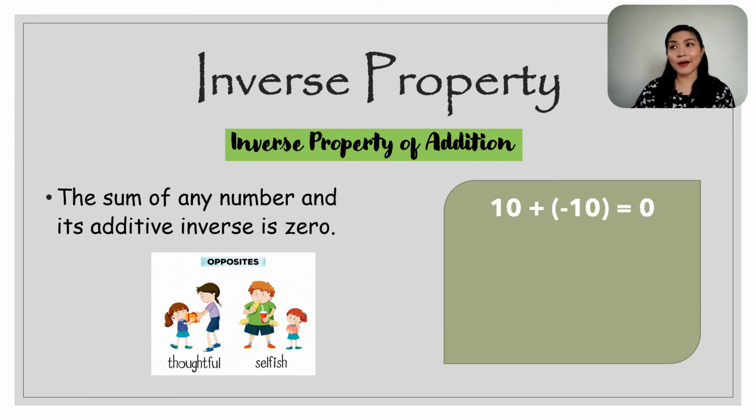Let's have some examples. We have 10 plus -10 equals 0. The additive inverse or opposite of 10 is -10. Thus, adding them will give us 0. The same holds for -2 plus 2 equals 0 and 23 plus -23 equals 0.